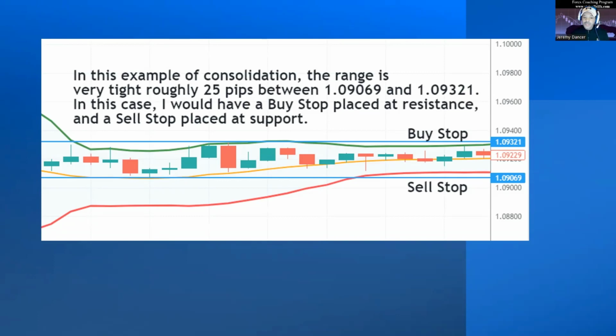before the release, in hopes that once the news comes out, the momentum is going to be so strong that when my buy stop or my sell stop is triggered, the move is going to be like 50 pips, or if it's gold, it might even be over 100 pips. And then boom, I can go ahead, take my profit, and I am done for the day.